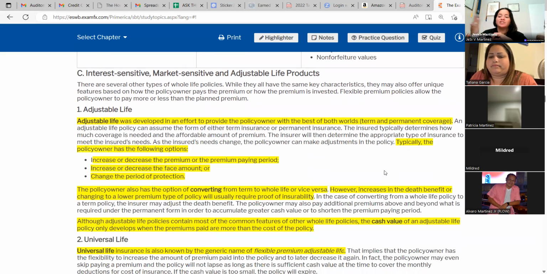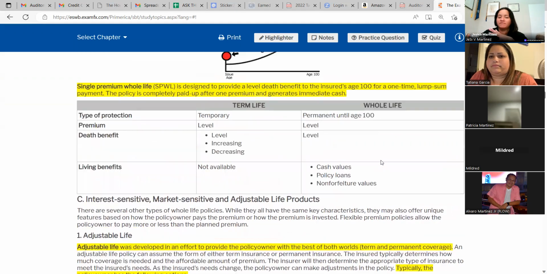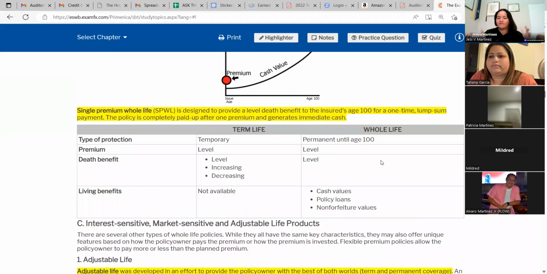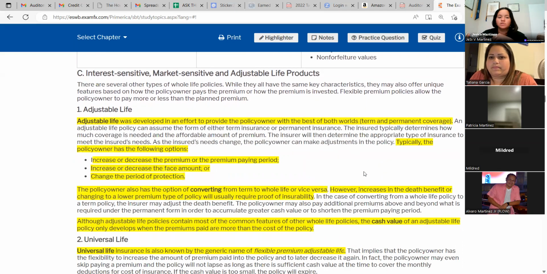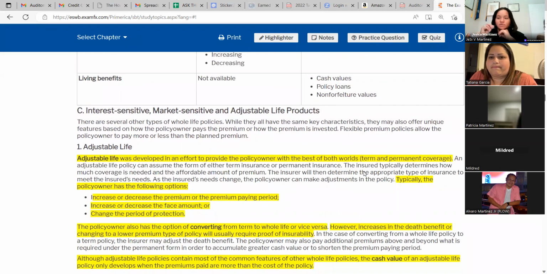Okay, now we go to the interest one. So did that part of whole life, the basic whole lives, se entendió? Right? The differences in those? Okay. So now when we go into the interest sensitive ones, the market sensitive ones, those that put it in the stock market, adjustable life products. I think it's a little bit more confusing, but if we go part to part like we've done up to now, then I think we'll be good.